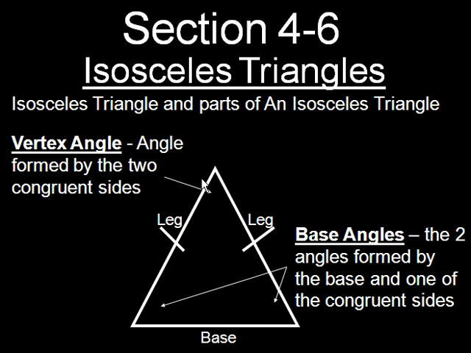Vertex angle of an isosceles triangle, it's an angle formed by the two congruent sides. So if I know this leg and this leg are congruent, the vertex angle is the one up top here. Then that, as opposed to the base angles, are the two angles formed by the base and one of the congruent sides.